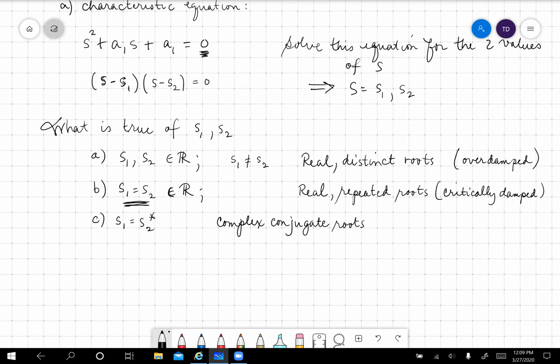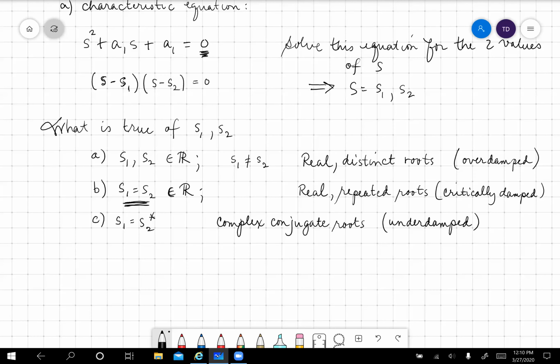And for these roots, when we get complex conjugates, we say that this is the underdamped situation. To me, underdamped makes sense because I've got this sinusoid that wants to decay away, but it takes a while to decay away. So I get a decaying sinusoid.